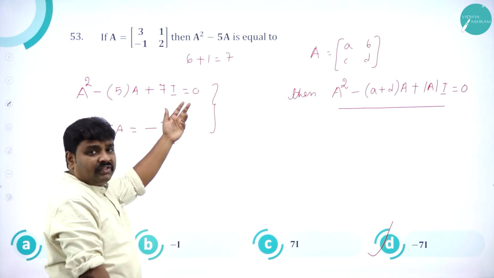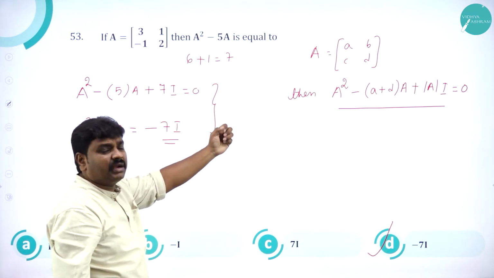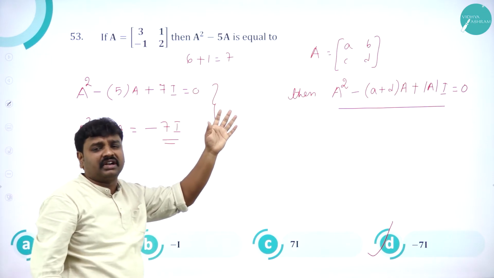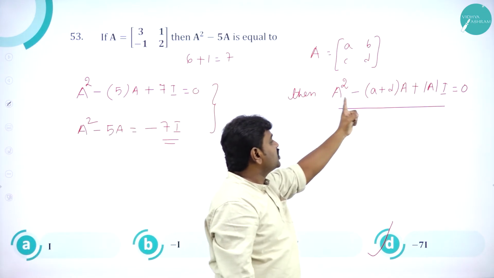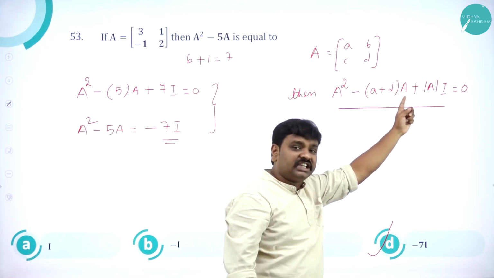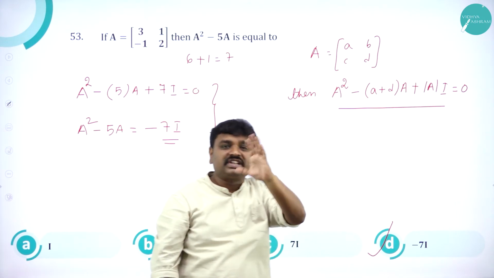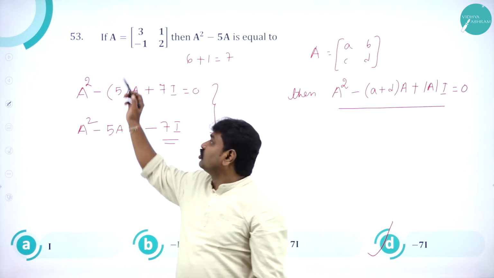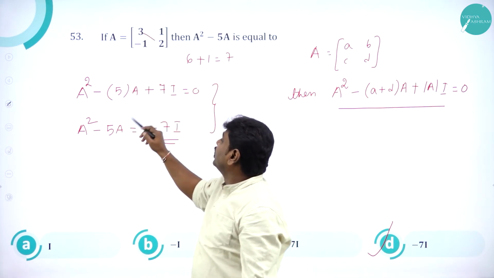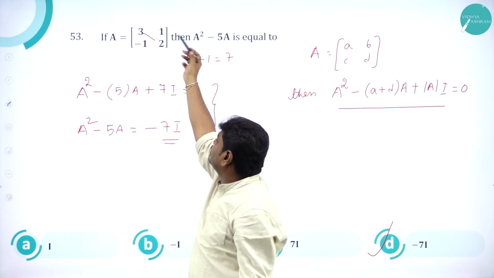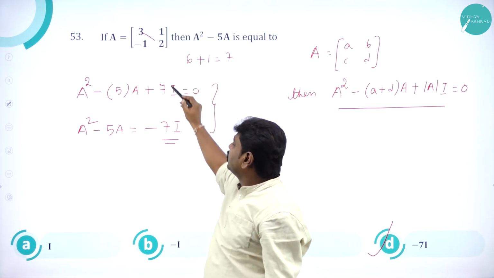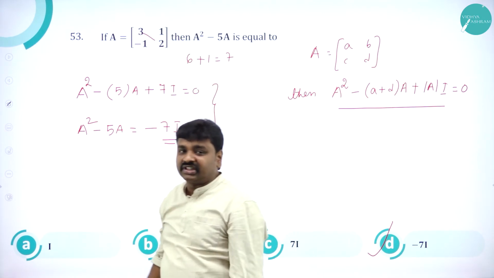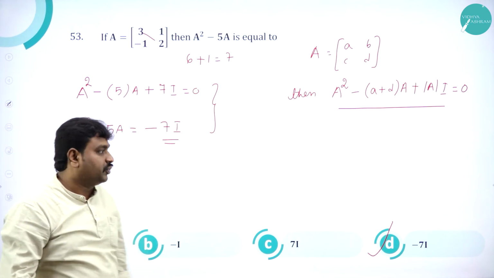You go a little ahead. For higher maths, we have the Cayley-Hamilton theorem. The Cayley-Hamilton theorem holds good for any square matrix. For any 2 cross 2 matrix, A square minus sum of the diagonals into A plus determinant A into I equal to 0 is the characteristic equation. Note this down, remember it, practice, apply. Sum of the diagonals means 3 plus 2, 5A, and determinant means 3 twos are 6 minus of minus 1, 7. Plus 7 equal to 0. Transfer this, and in just 30 seconds you will get the answer if you follow this.